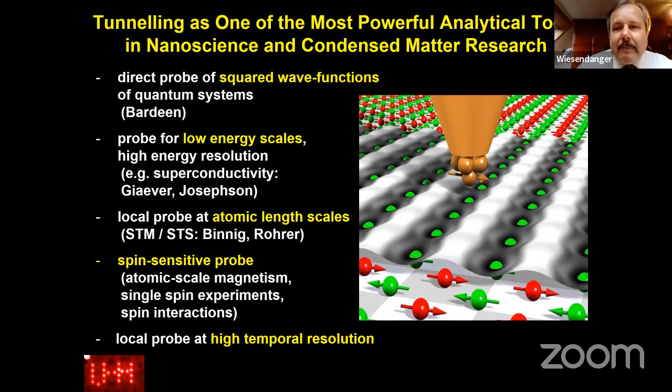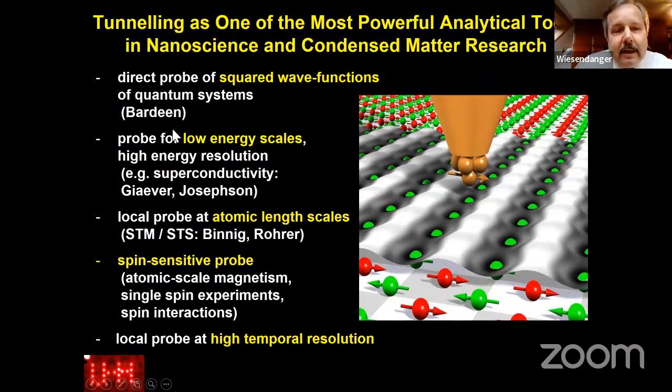Let me summarize by saying that tunneling has proven in the past 70 years to be one of the most powerful analytical tools in nanoscience and condensed matter research in general. Why is this? Because we know that tunneling is a direct probe of the squared wave functions of quantum systems. This is a direct result of the famous work of John Bardeen, published in the early 60s.